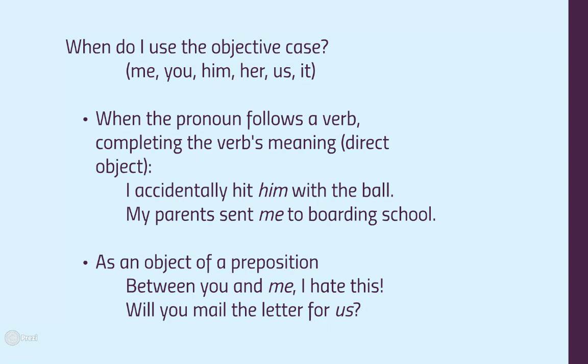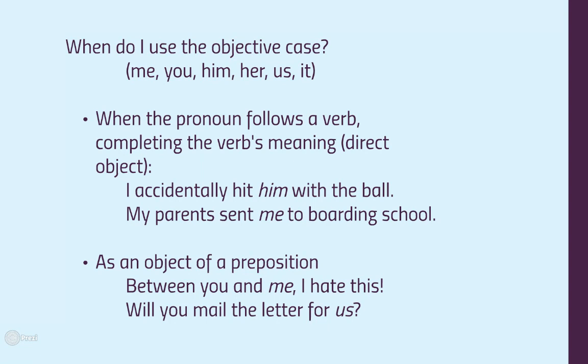Looking at the first example sentence, it says, I accidentally hit him with the ball. Our verb here is hit. So we would use the objective pronoun him directly after it. Second sentence, my parents sent me to boarding school. Again, we have a verb, the word sent, and we would follow it up with the objective pronoun me. All right, the other time when you would use an objective pronoun is when it's the object of a preposition.